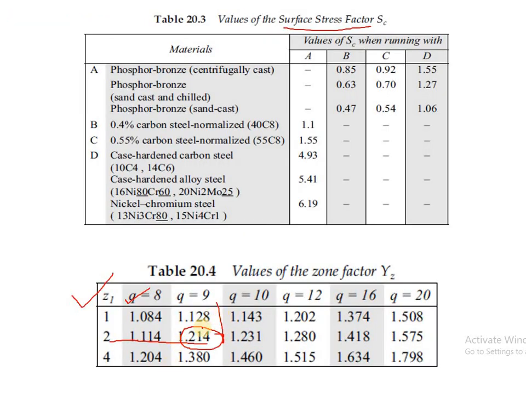Again, after this you have to use the same formula of Kw, which we have seen in the case of beam strength. That is 2 pi n mt upon 16 into 10 raised to 6. In that mt you have to use whichever is the lesser one. So that will be the power transmitting capacity under wear strength.